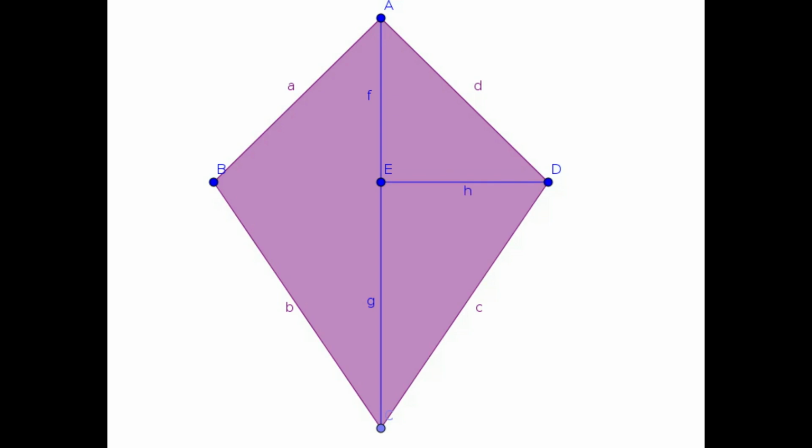Diagonals bisect each other at 90 degrees. Two diagonals divide the kite into two pairs of similar right angled triangles. One pair of angles is equal.